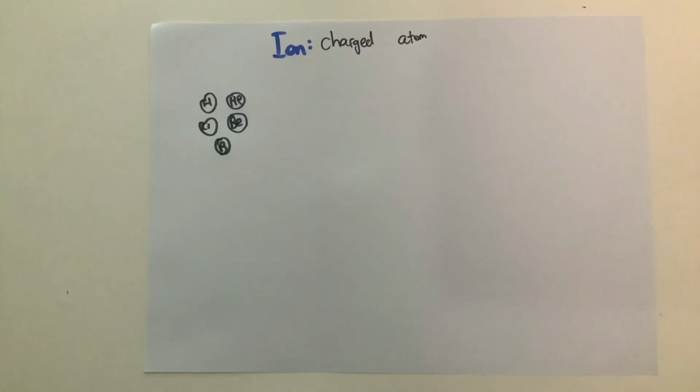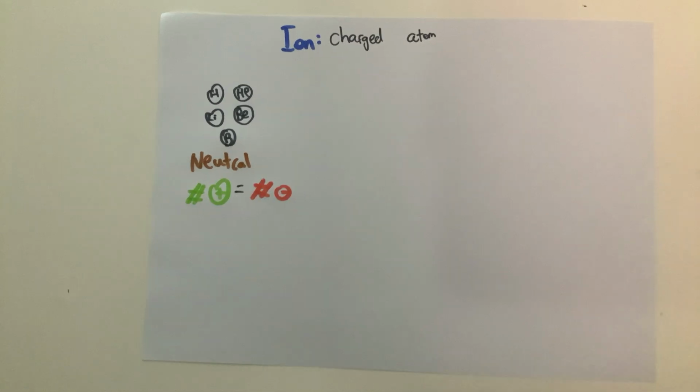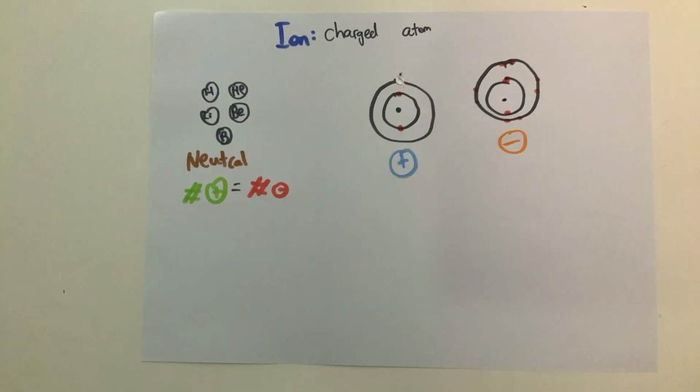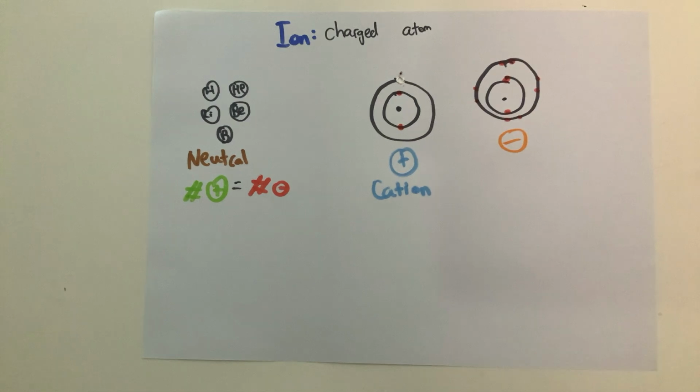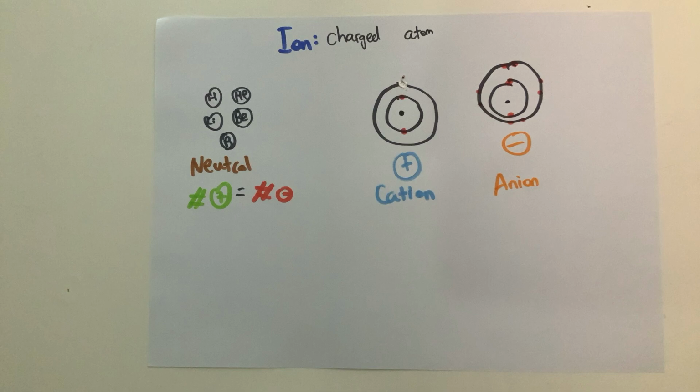Ionic bonds. Ions are charged atoms. All of the atoms in the periodic table are electrically neutral because the number of protons and the number of electrons is the same. However, if an atom loses or gains an electron, it gains a net charge. Atoms that lose electrons and become positively charged are called cations, while atoms that gain electrons and become negatively charged are called anions. But how do we form an ion?